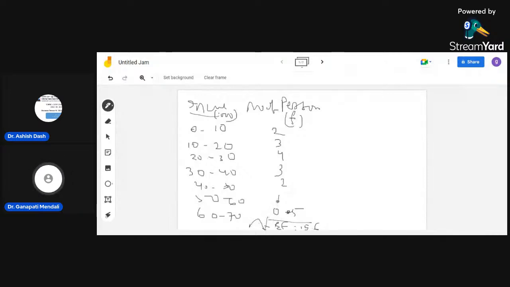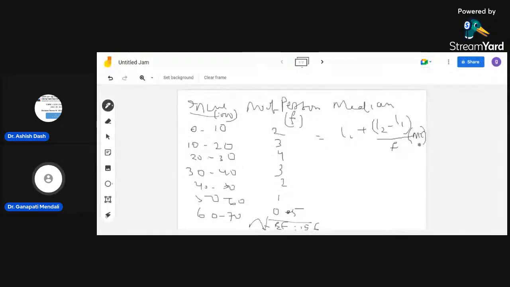But how to calculate the median here? The formula for calculating the median is L1 plus (L2 minus L1) by f, into (m minus c).